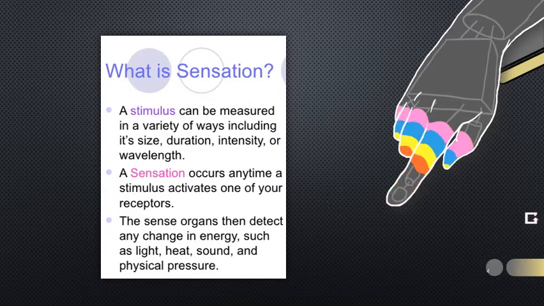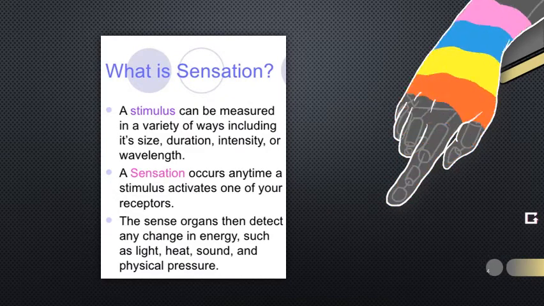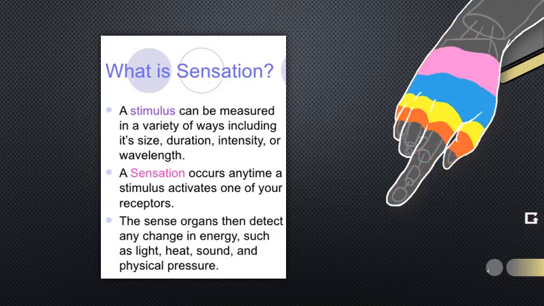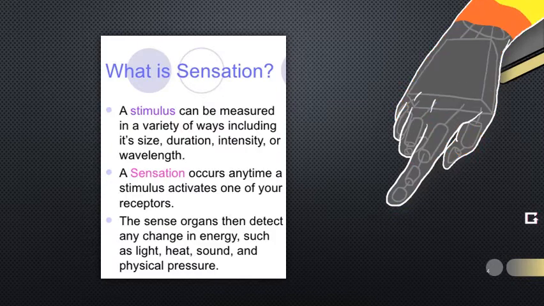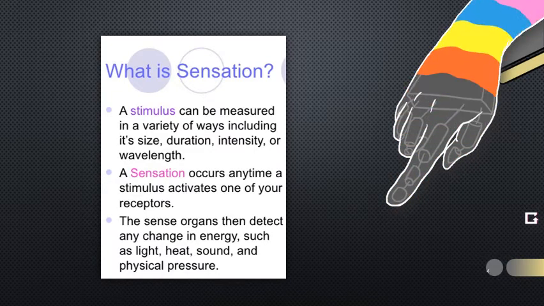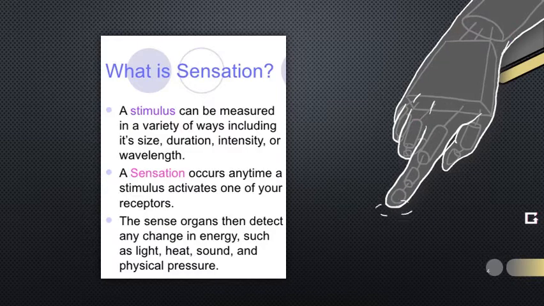And everything starts with a sensation, but what is a sensation? As you can see in the picture, a sensation is a stimulus that can be measured in a variety of ways, including its size, duration, intensity, or wavelength. Also, it says that a sensation occurs anytime a stimulus activates one of your receptors. The sense organs then detect any changing energy such as light, heat, sound, and physical pressure.